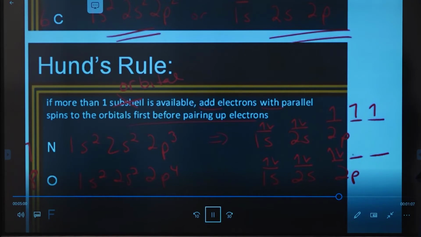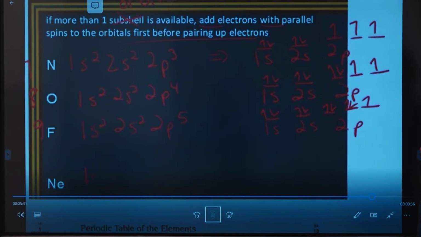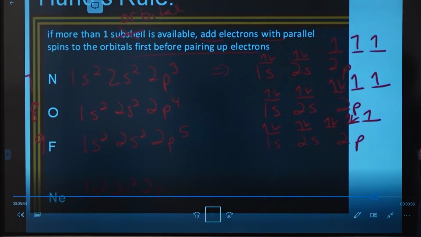After that, oxygen atomic number is 8. Its configuration is 1s2 2s2 2p4. So its representation is 2 electrons in the 1s orbital, 2 electrons in the 2s orbital, and 4 electrons in the 2p subshell. Apply Hund's rule of maximum multiplicity: 2px containing 2 electrons, 2py containing 1 electron and 2pz also containing only 1 electron. And the next element is fluorine.